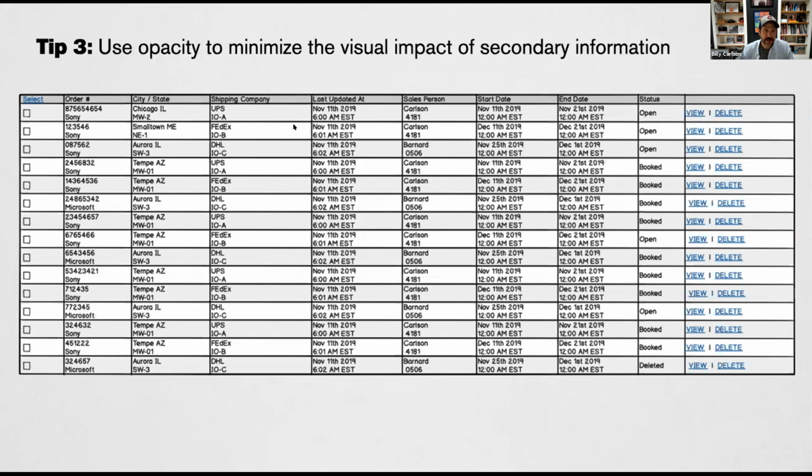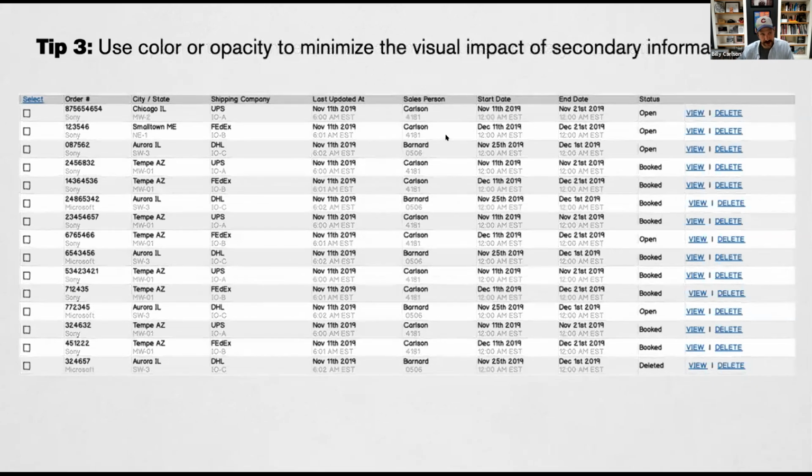Tip number 3. This is one of the important ones: use opacity to minimize the visual impact of secondary information, but also use opacity or remove color when it's not needed. So I did a little fade here, but as you can see, I removed the outline of the table, the dark lines that separated the columns and the rows. And I also pushed back, I receded the secondary information using opacity for these less important pieces of information.